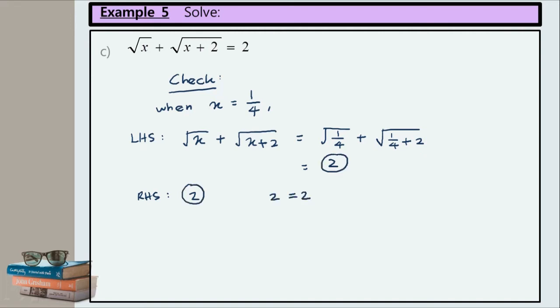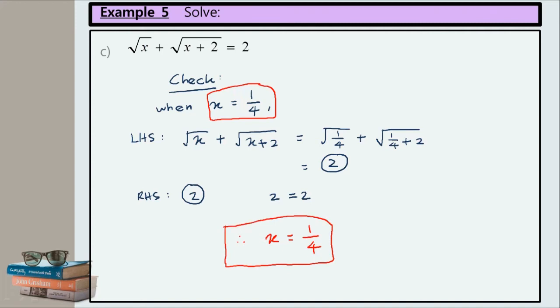So 2 sama dengan 2. That means we can accept x equal to 1 over 4. That's why our final answer is x equal to 1 over 4 after we check. Okay, let's say if we check left hand side and right hand side, nilai dia tak sama, value dia tak sama. So that means kita tak akan terima x equal to 1 over 4 ni. Okay, maksudnya tak ada jawapan lah. Kita akan bubuh empty set.